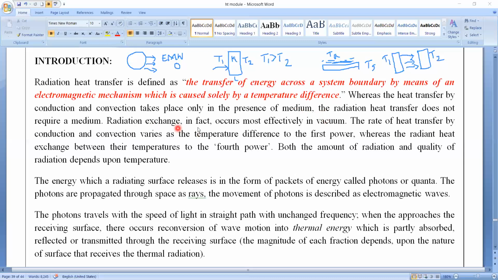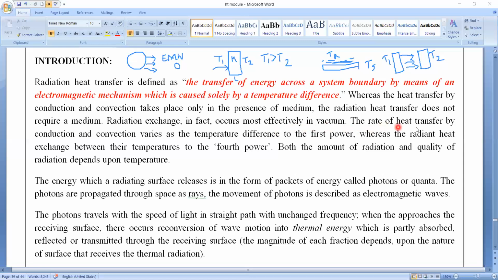Now, radiation exchange in fact occurs most effectively in a vacuum. As I said, thermal radiation type of heat transfer doesn't require any kind of medium. That means even in the absence of air, a vacuum meaning the absence of air, there is heat transfer. In fact, thermal radiation is more effective in a vacuum.